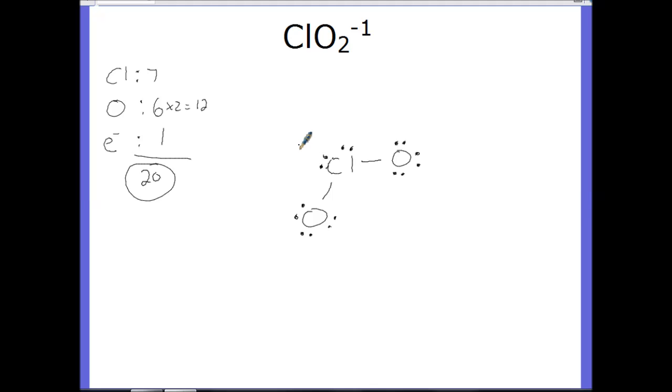So this molecule is done, except since this is an ion, the only thing you have to do is enclose this in brackets and put the charge on the outside. That is how you draw Lewis structures for ions. Make sure you enclose it in brackets and put the charge on the outside.